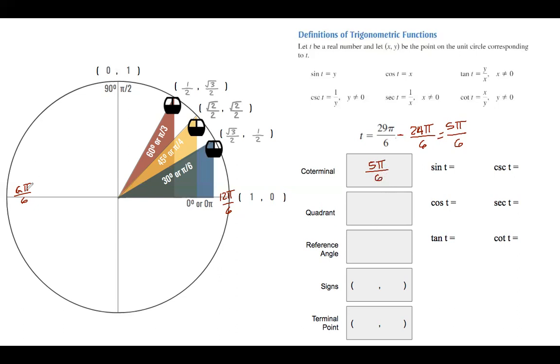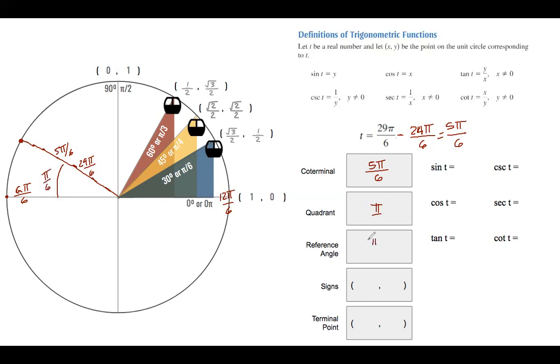That means that if this is 6 pi over 6, we had to stop before getting to this point. Looks like the angle is around here. This is angle 5 pi over 6, or angle 29 pi over 6 if you prefer. Then we know that we're on quadrant number 2. And the reference angle is this one. If we're at 5 pi over 6 and we want to get to 6 pi over 6, the reference angle is going to be pi over 6.